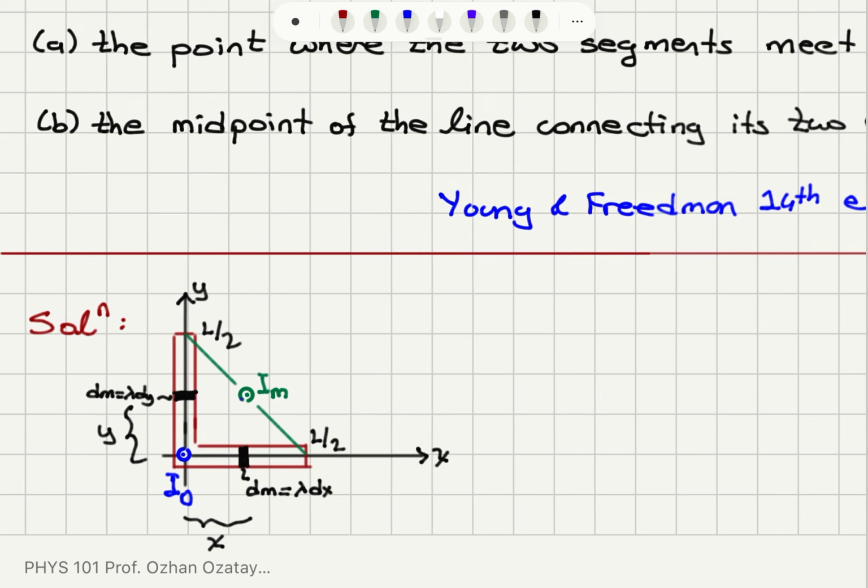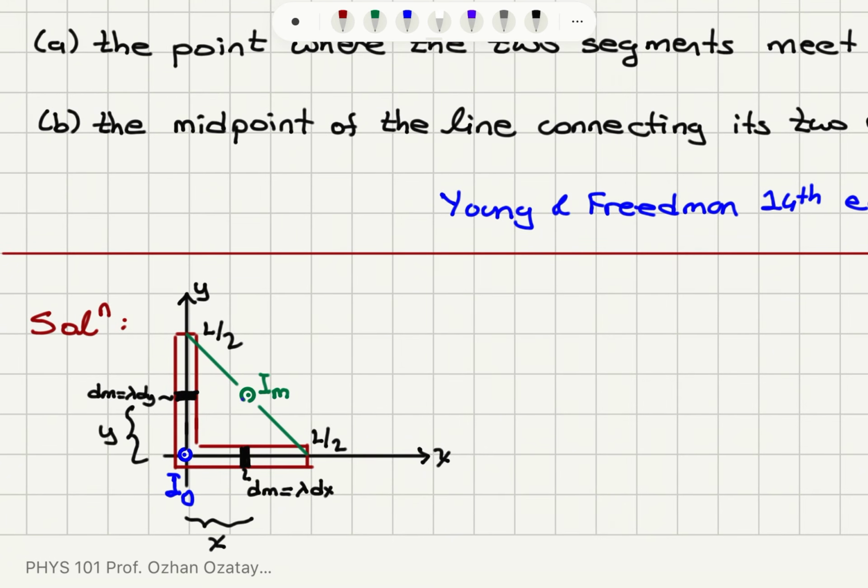So you can see this has been bent. I put the origin at the joint here. So we would like to know the moment of inertia with respect to this joint, a rotation axis that goes perpendicular to the plane through this joint, and also in the middle of the line that is connecting the two ends of the two segments. All right.